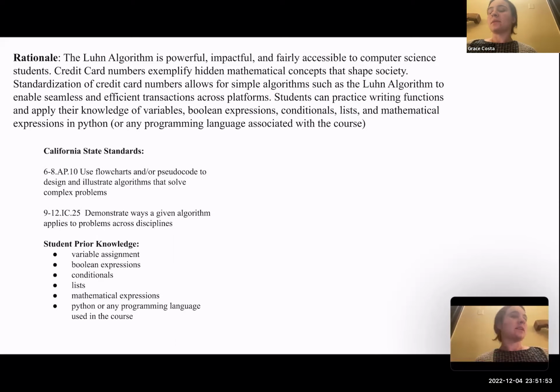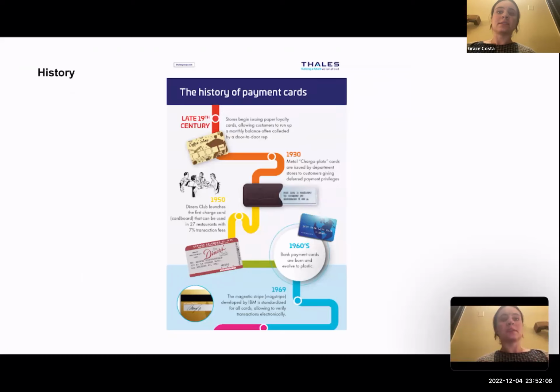And it allows students to practice a variety of computer science skills that will be evaluated on the AP exam: assigning variables, Boolean expressions, conditionals, lists, and mathematical expressions in Python or any other programming language you could use for this lesson. This is like a brief infographic demonstrating the history the lesson will cover.